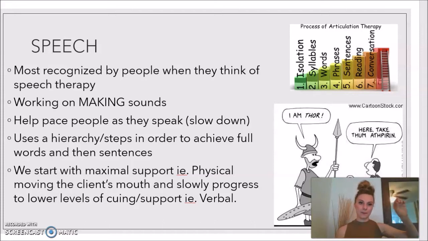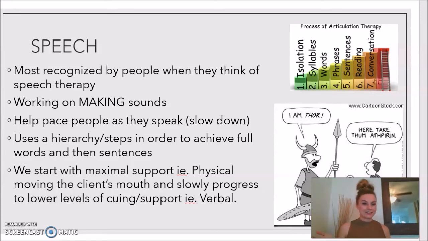Up in the top right corner, I have how we progress as speech and language assistants and pathologists in helping people learn how to make different sounds and words. So there's a little bit of a hierarchy up there. Something that really helps people with making different sounds is making sure they speak slowly, and making sure that we have support for them. Usually this is done by an SLP or an SLPA.